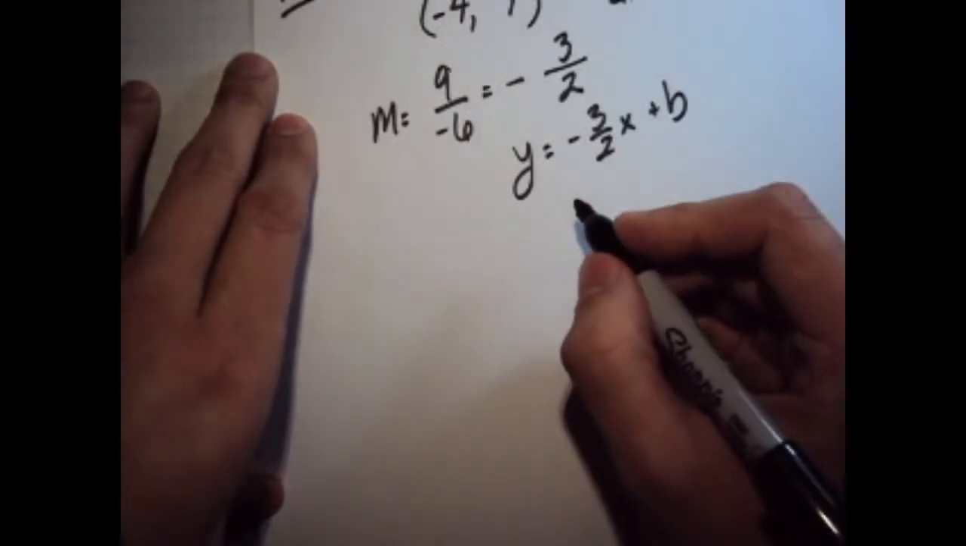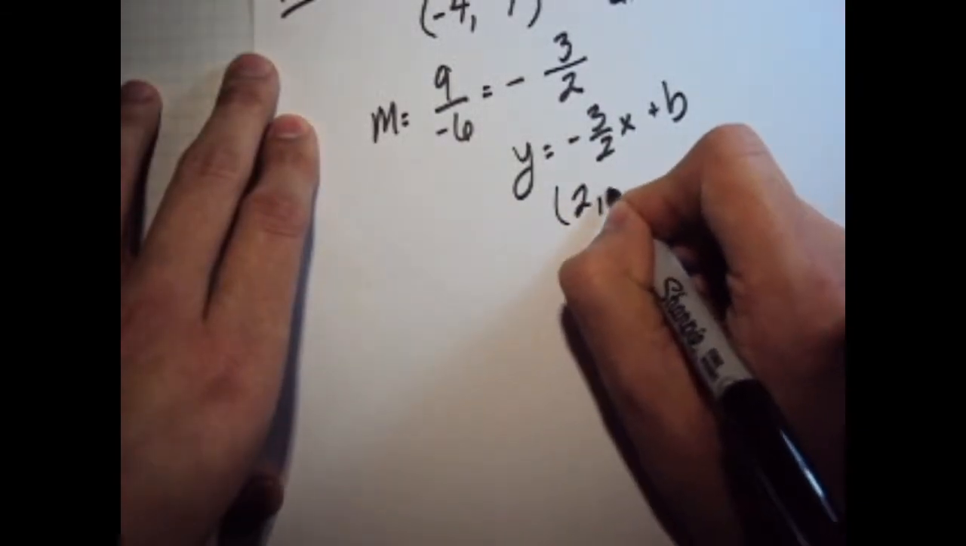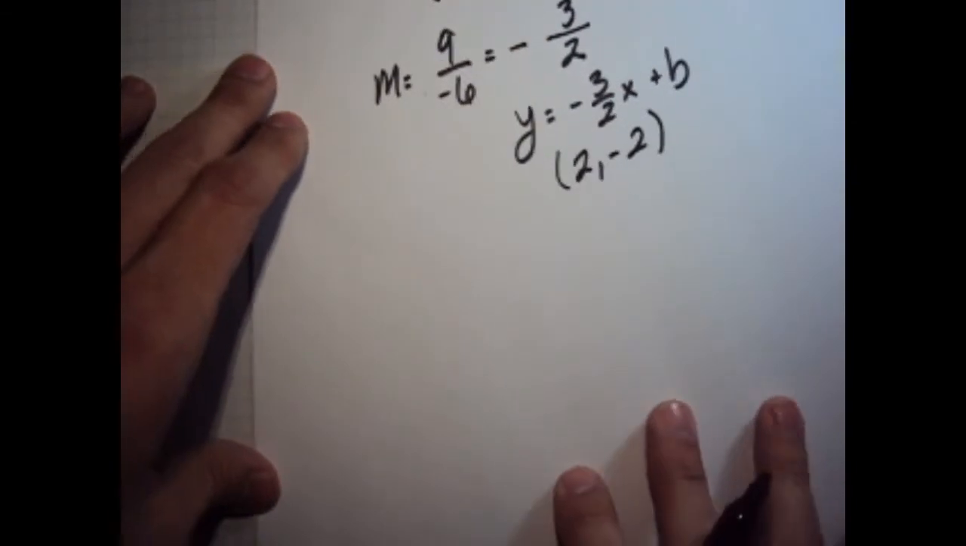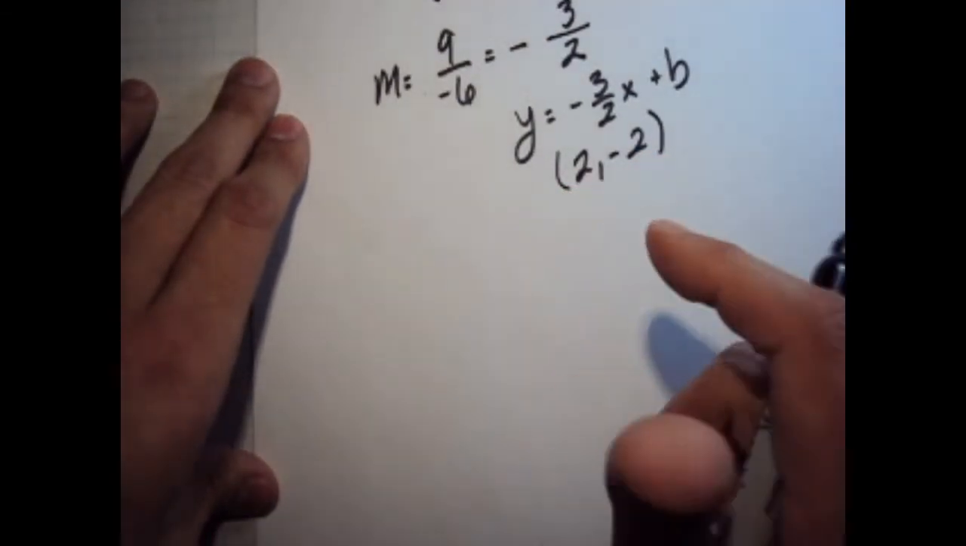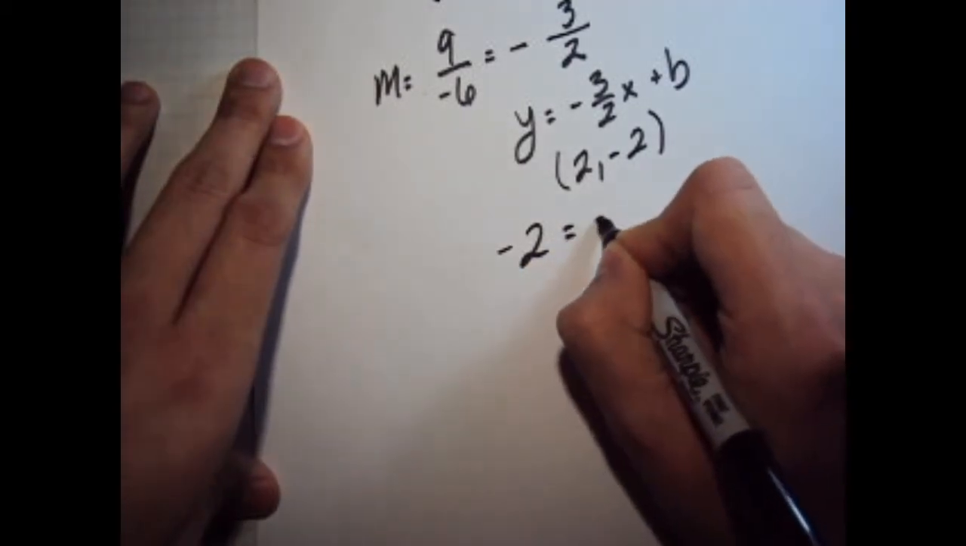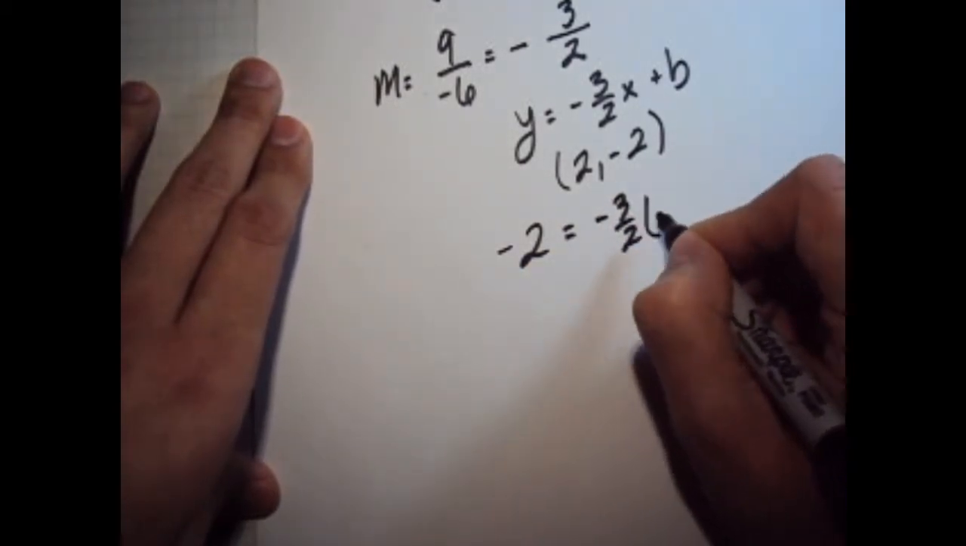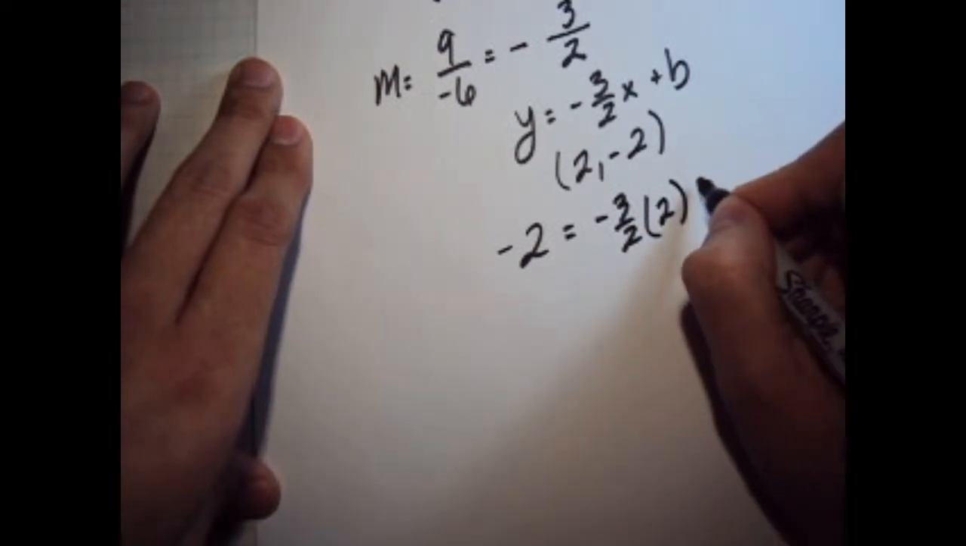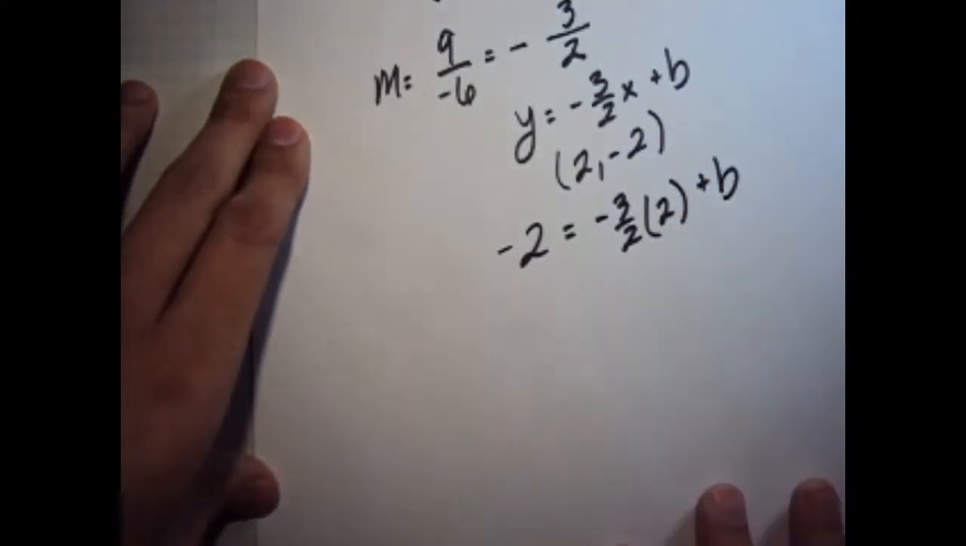So I'm going to pick (2, negative 2). That's the point I'm going to choose. So this is my y value, this is my x value. So I'm going to rewrite my equation: negative 2, which is my y, equals negative 3 halves, that's my slope, times my x value, 2, and I'm going to add b. That just comes along for the ride.